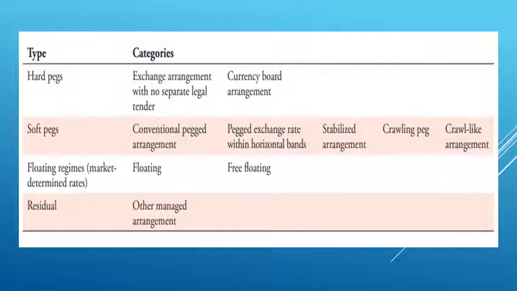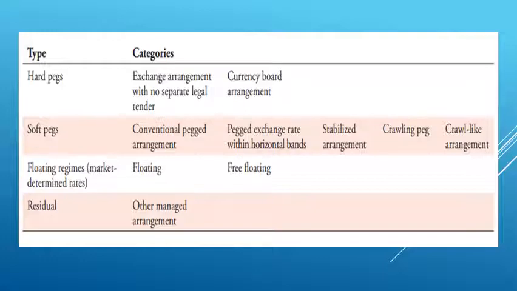Okay, so let us have a look at this particular slide. In this slide, as you can see, there are broadly four ways in which currency value can be determined. First is what we call the hard pegs. So hard pegs basically means fixing the value of a currency against another currency. So in this kind of an arrangement, there is not a free movement of the value of the currency.